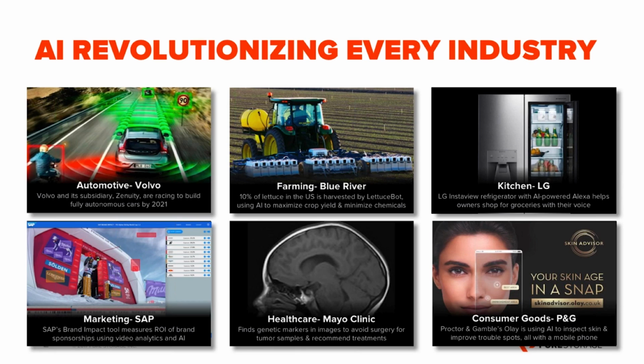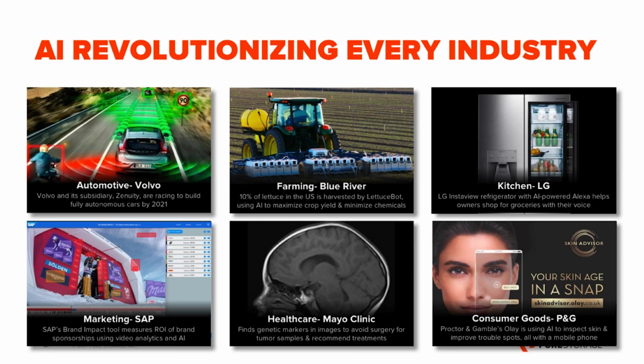Some of the examples that you see on the slide, like autonomous cars, are something that's in the forefront of everyone's minds. For example, Volvo and its subsidiaries, Zenuity, have publicly announced that they're going to put production cars on the road by 2021 that are fully autonomous. But there are other examples that you may not have heard of and are quite surprising.